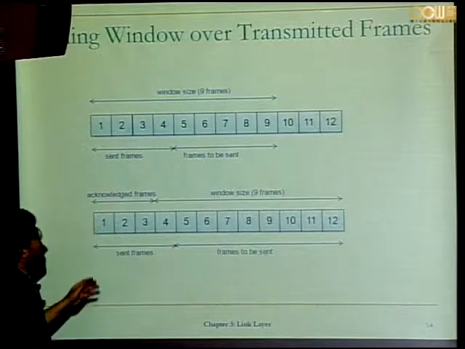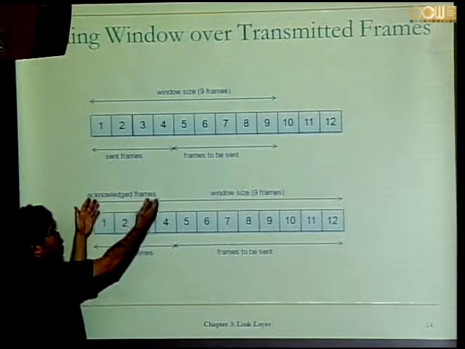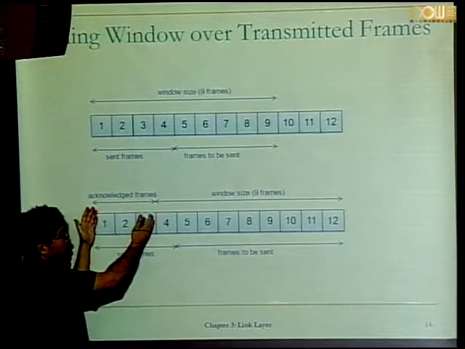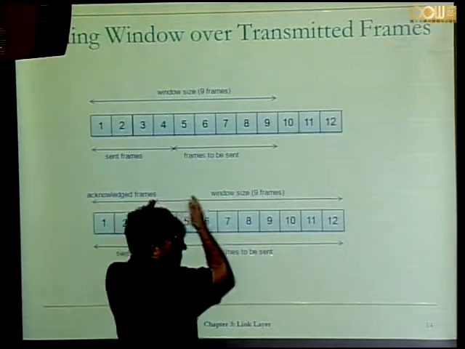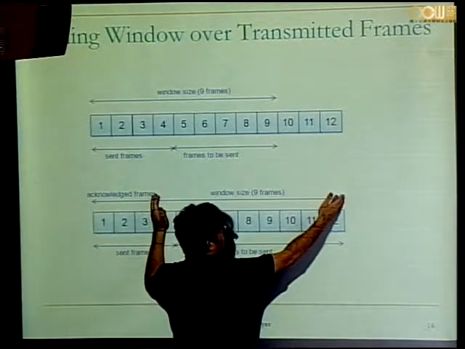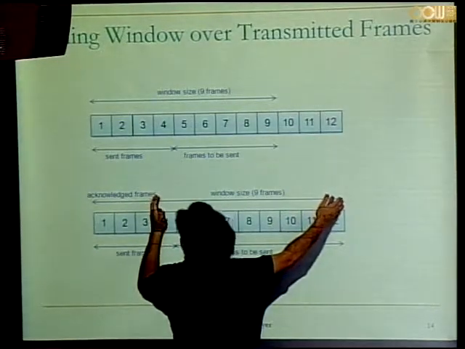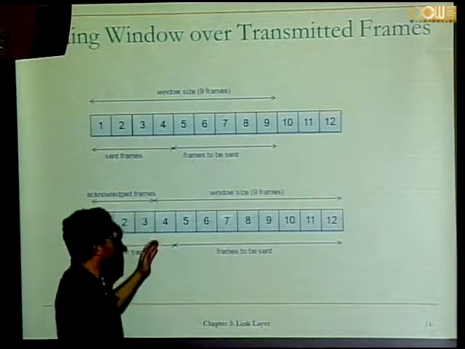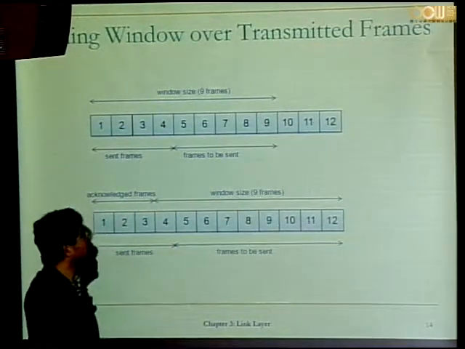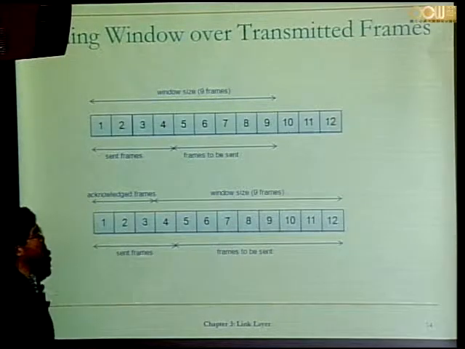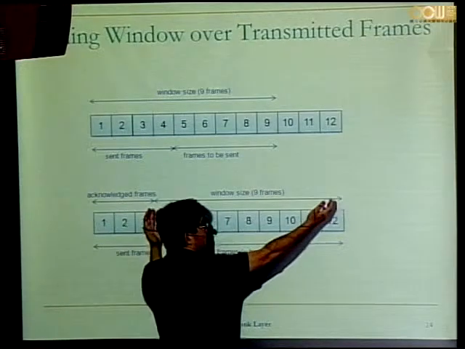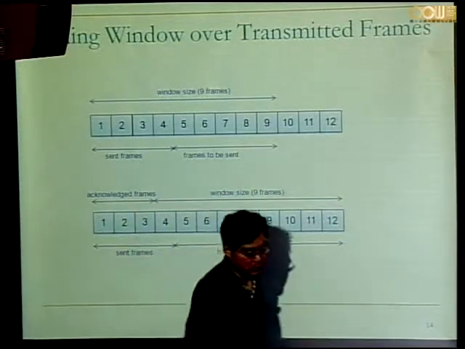And if the acknowledgement for the first 3 frames has returned, then I can move my window forward by 3 frames. Okay. And then now I have more frames to send. So I keep having, and this is a bound, 9 frames outstanding, unacknowledged, in transit.